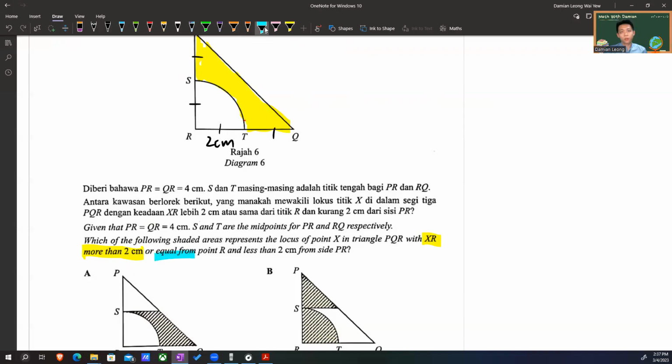Or equal from point R, more than or equal to 2 cm, I guess. Yeah, this sentence is a bit weird.